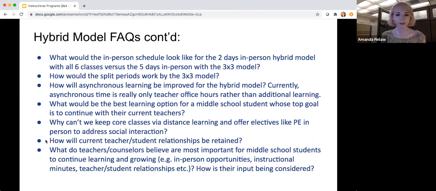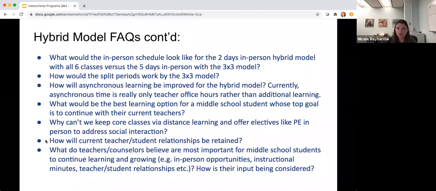How will current teacher and student relationships be maintained? At this point, we would want our students to continue the relationship that they have with their current teachers. And if some of their teachers do change, we would like to embrace the opportunity to build new relationships with those teachers.